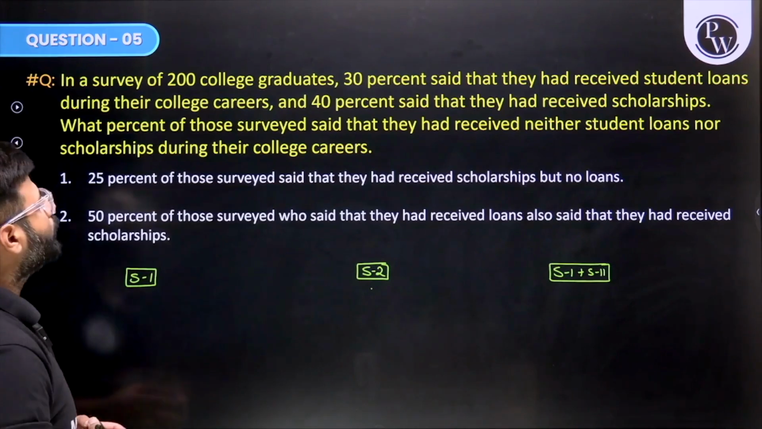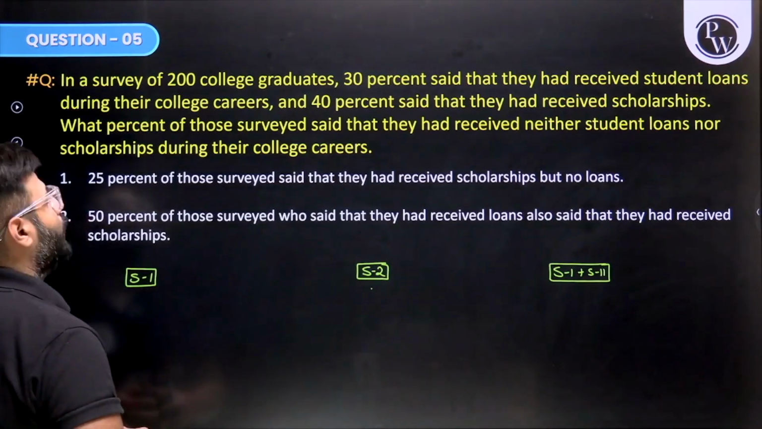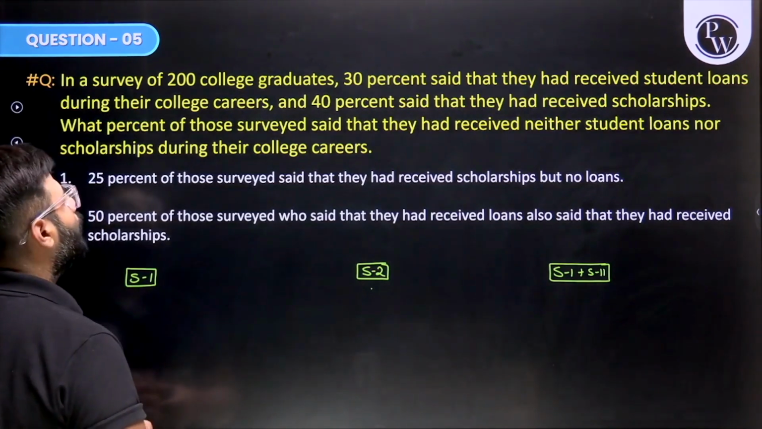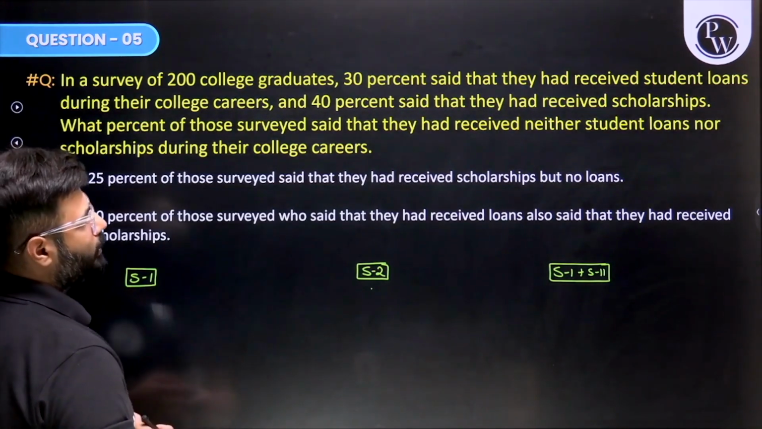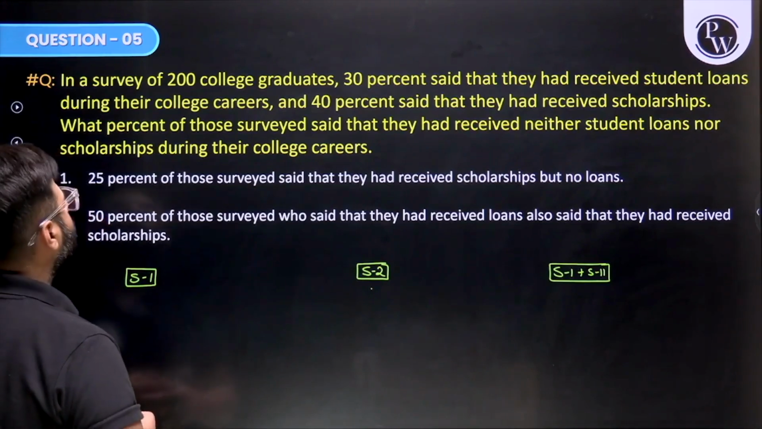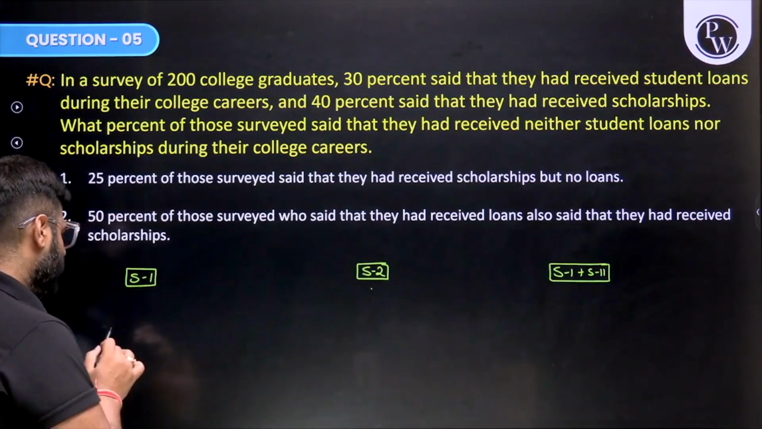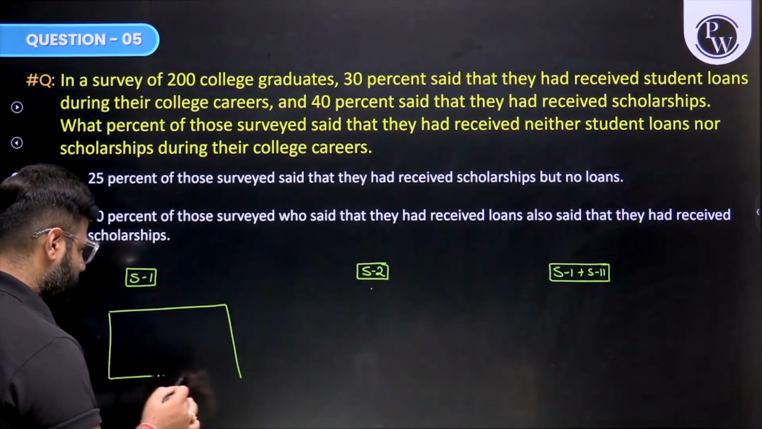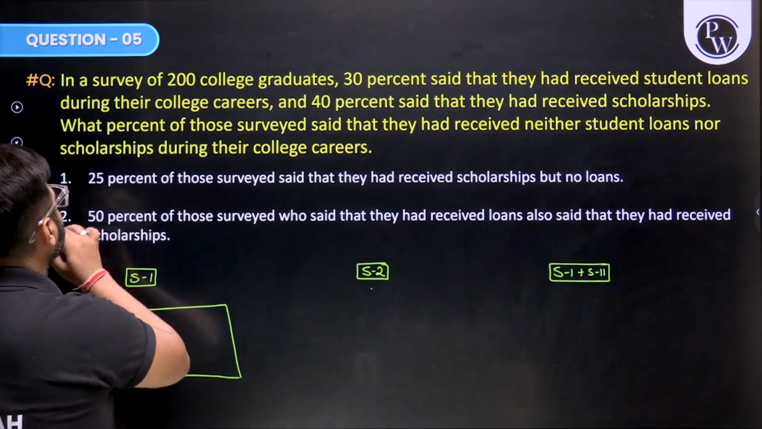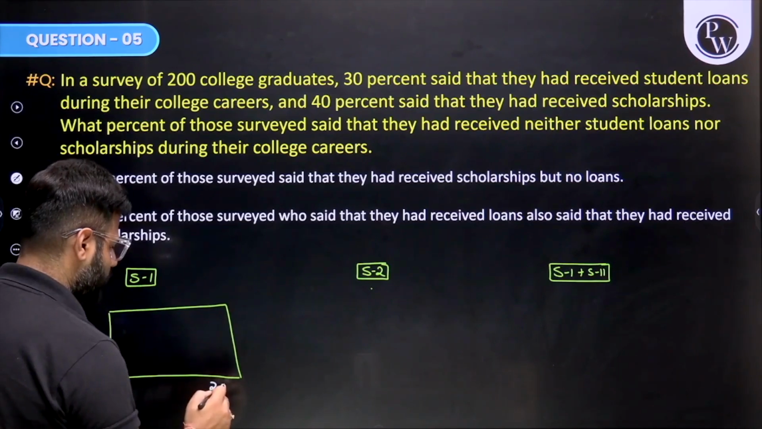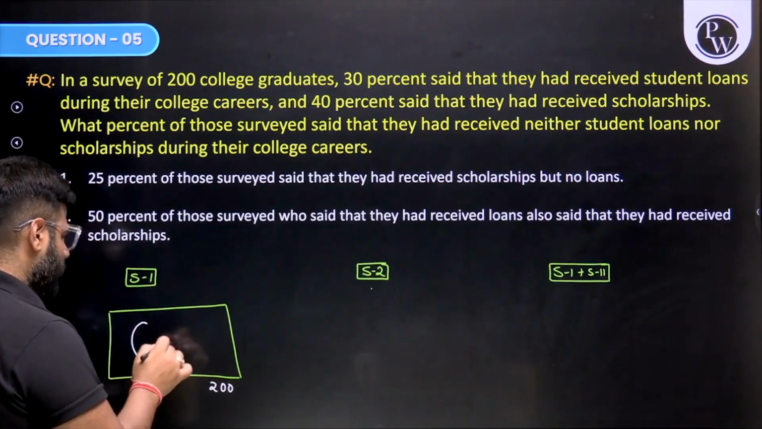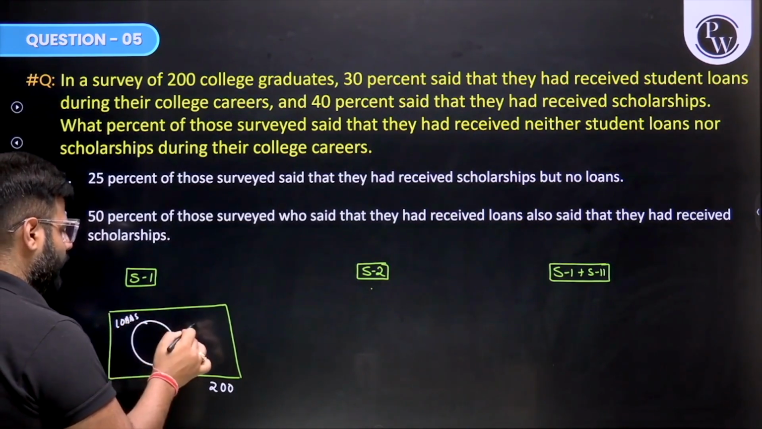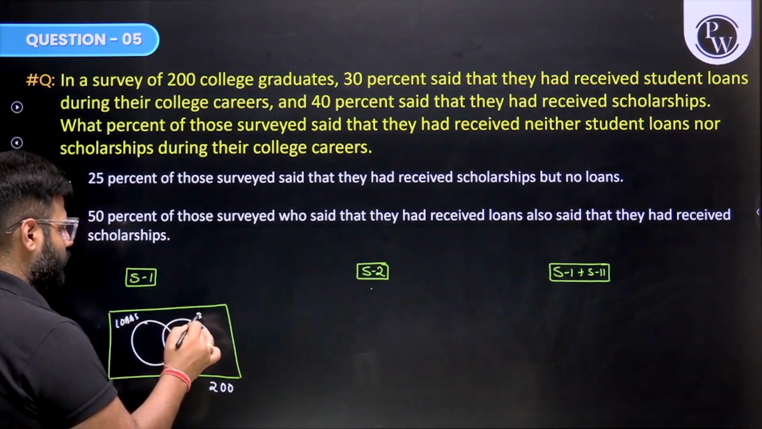In a survey of 200 college graduates, 30% said that they had received student loans during their college careers, and 40% said that they had received scholarships. Perfect. So what do we know is that a total of 200 students were there. There is a group for loans, and then we also have some scholarships.